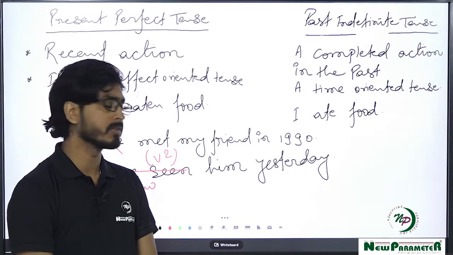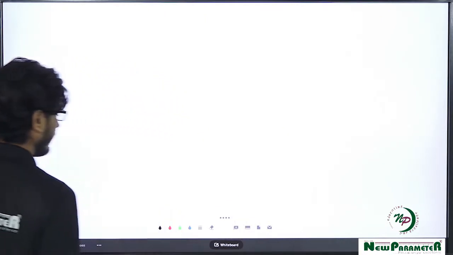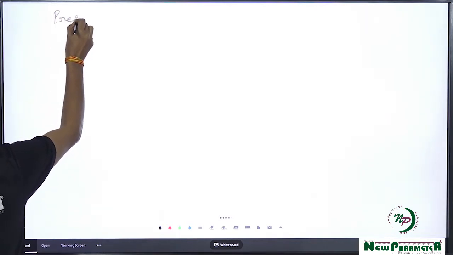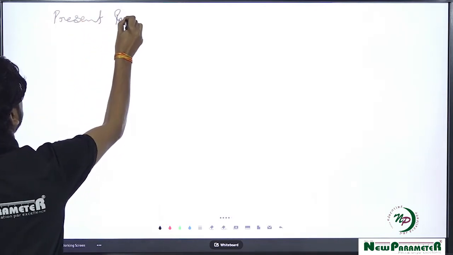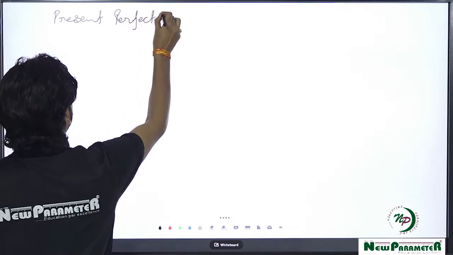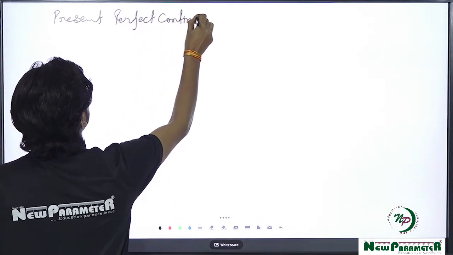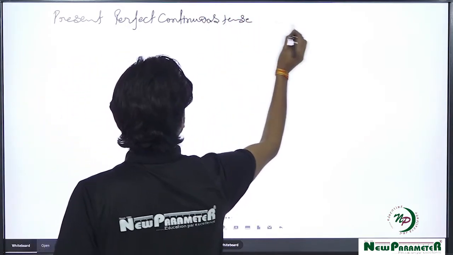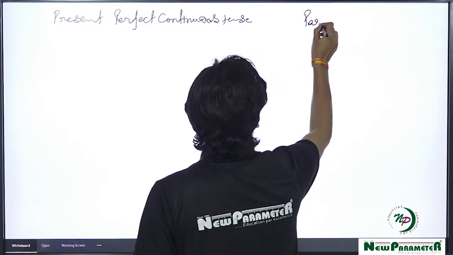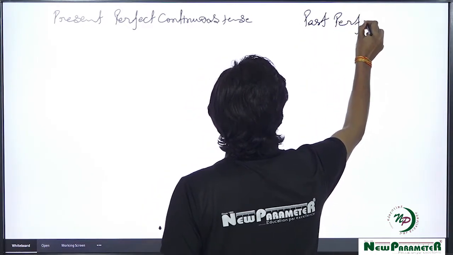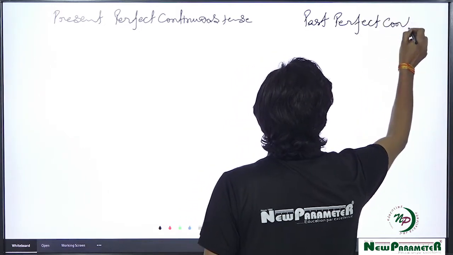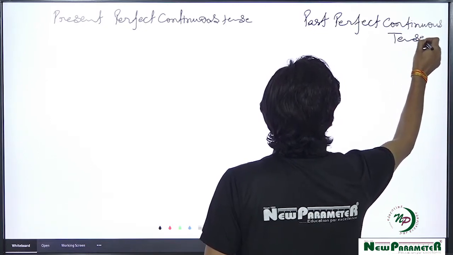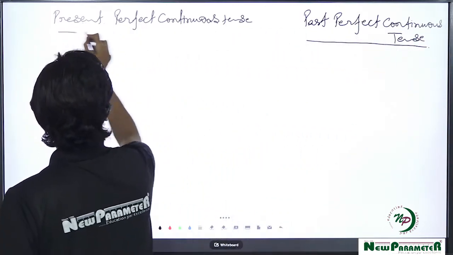Now move to another point. We'll see present perfect continuous tense, and here past perfect continuous tense. Once again, this is a very easy sentence.